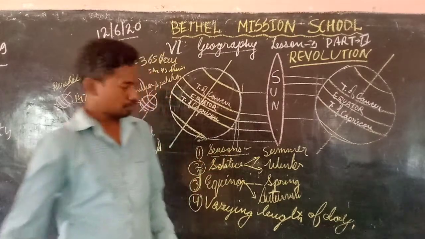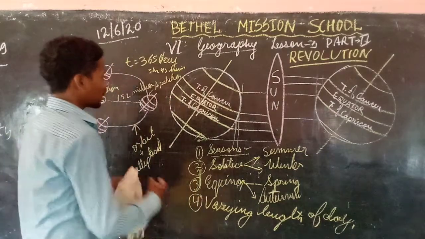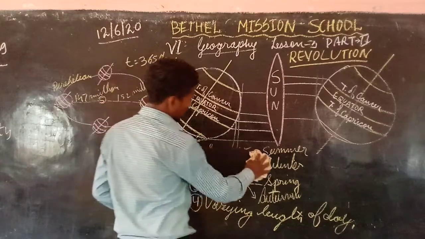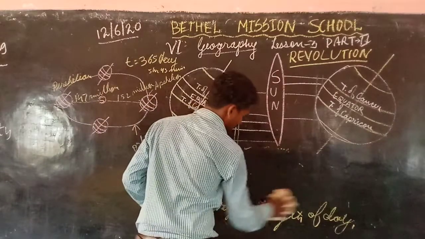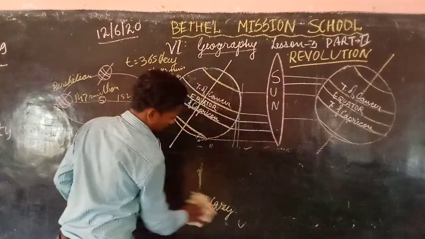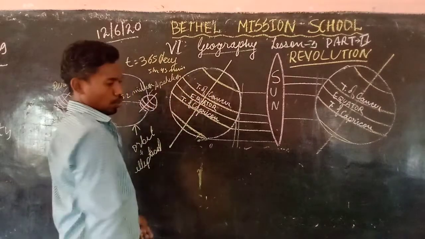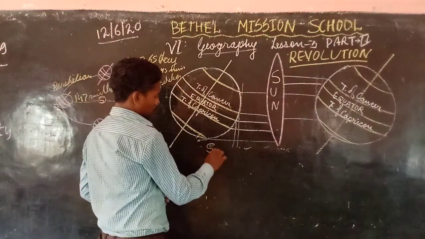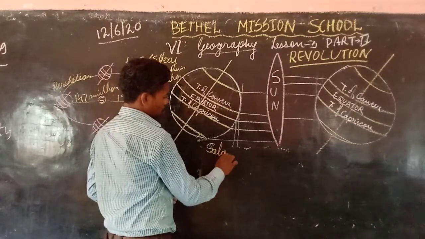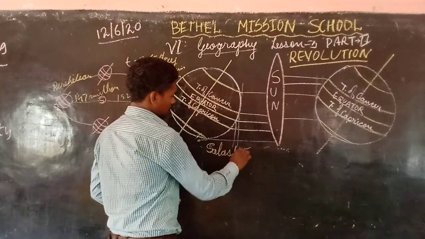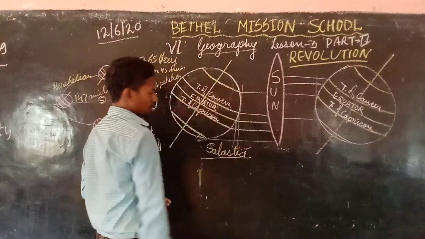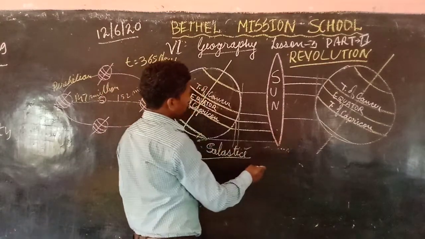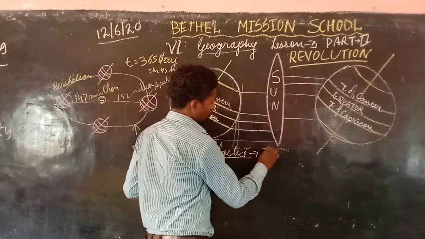So first we will see what is solstice. Solstice is a time period when the sun shines vertically over the tropic.